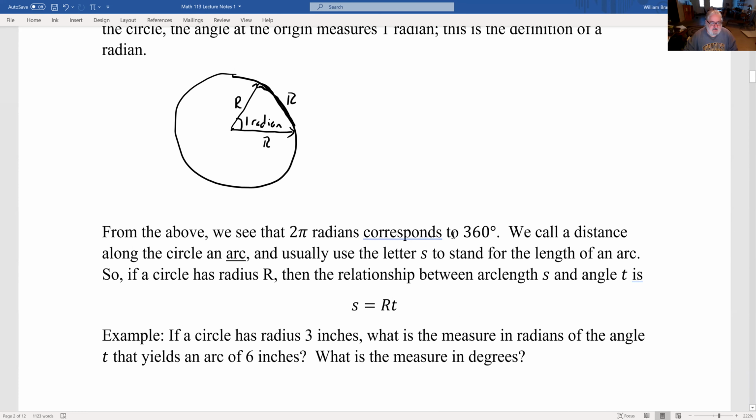A distance along the circle is an arc, right? So this is what an arc of a circle is, up here where this r is. And usually we use the letter S to stand for the length of arc. So what do we have? If a circle is radius r, the relationship between arc length S and angle T is S equals R times T. But T has to be in radians, not in degrees.